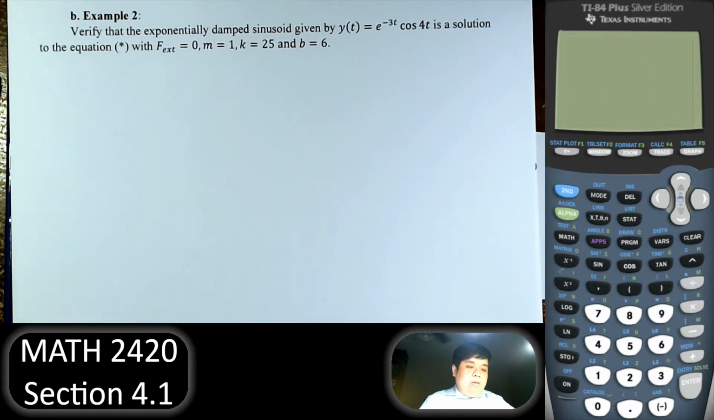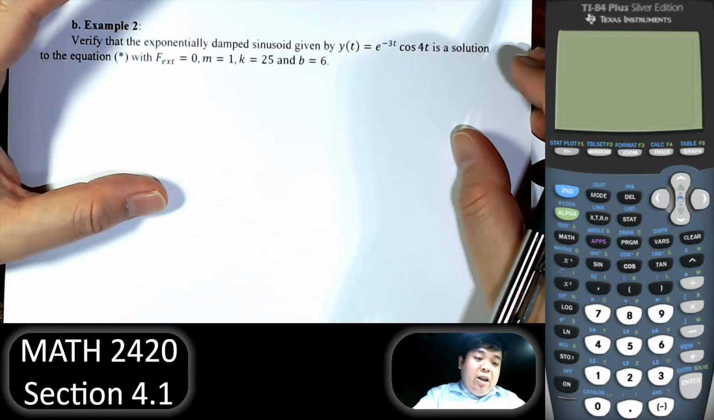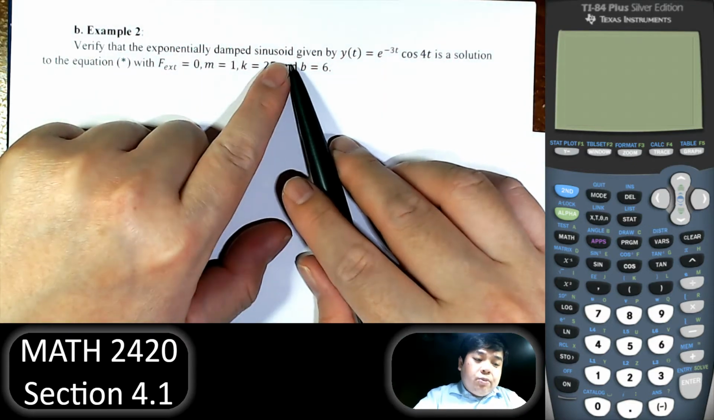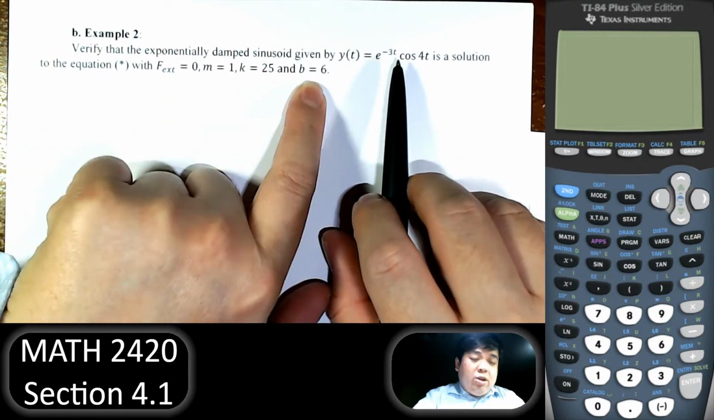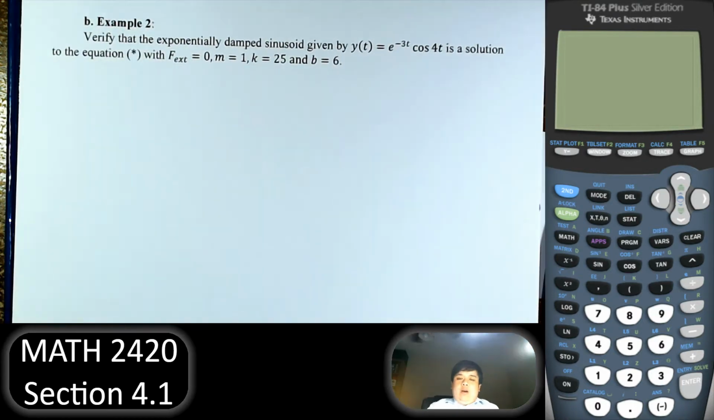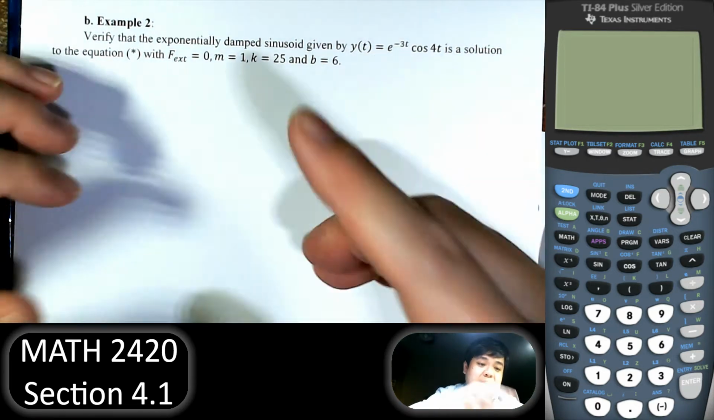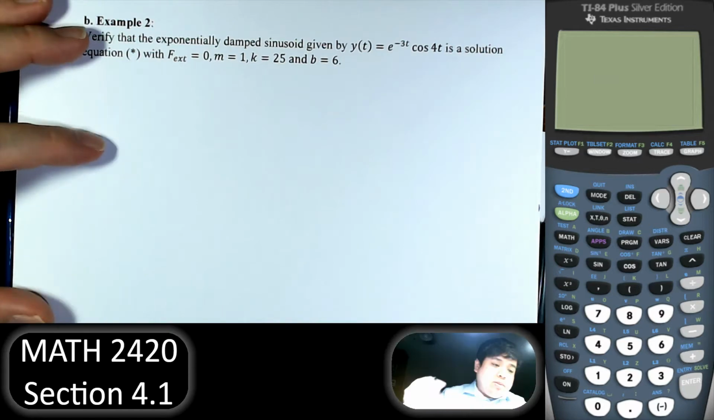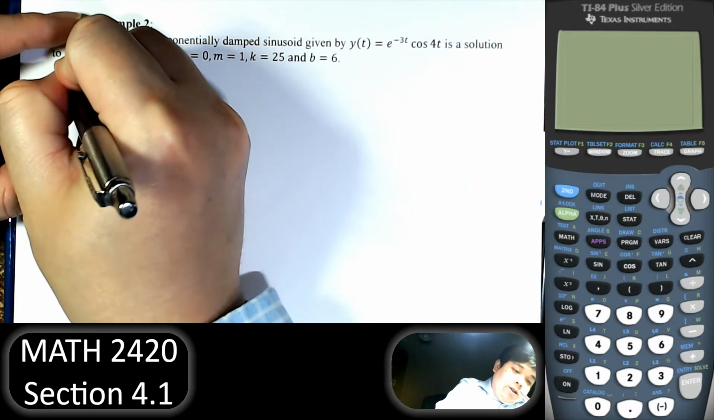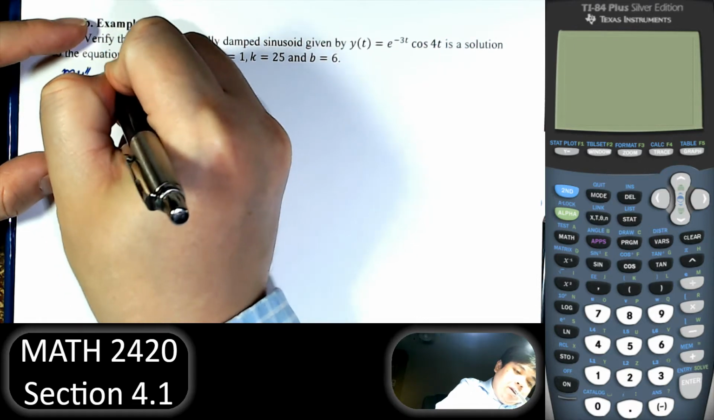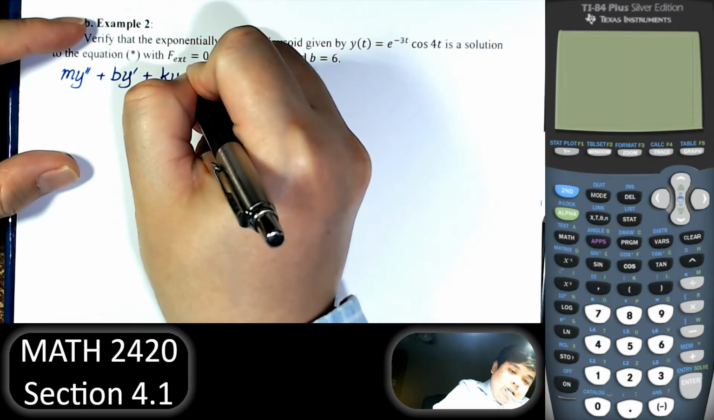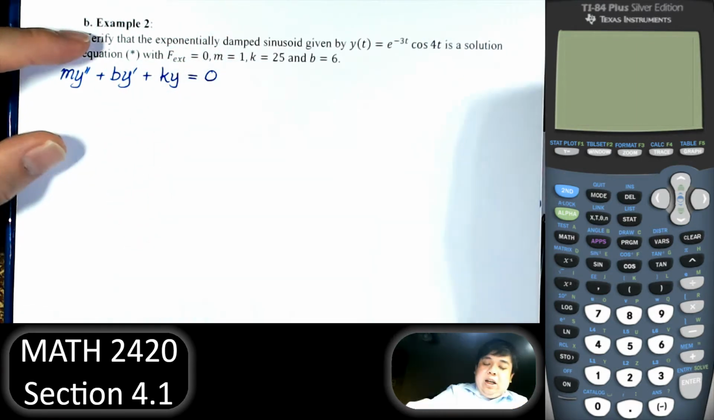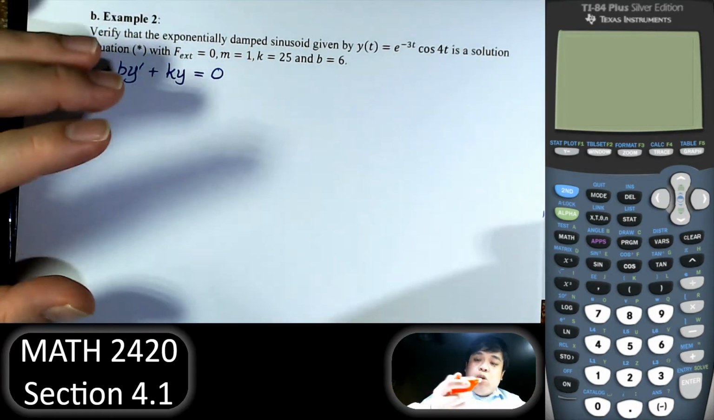Now, verify that the exponentially damped sinusoid given by this is a solution to the system with this equation. Of course, we're just going to take the derivative and put it in the equation. So first, what is the equation? Once again, in general, mass times second derivative plus b times first derivative plus k times the function equal to the external force. In this case, external force equal to 0.